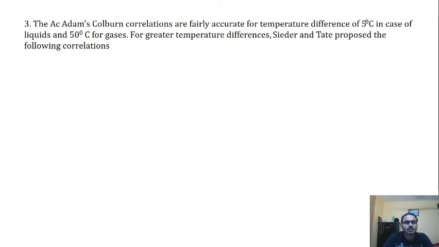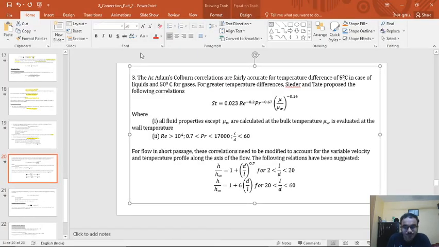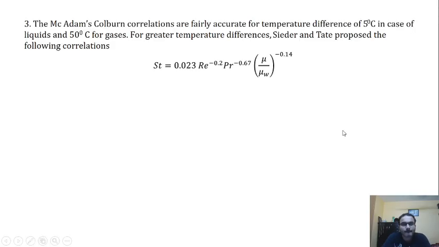So here the McAdams Colburn relations are fairly accurate for temperature difference of 5 degree in case of liquids and 50 degree for gases. For greater temperature differences, Sieder and Tate proposed the following correlations, that is given by this relation.